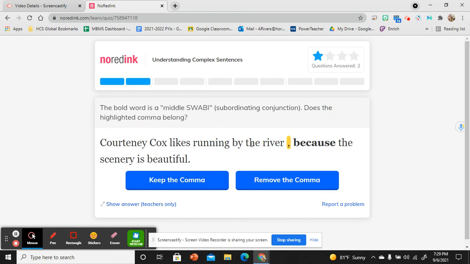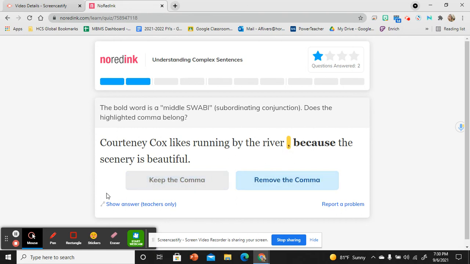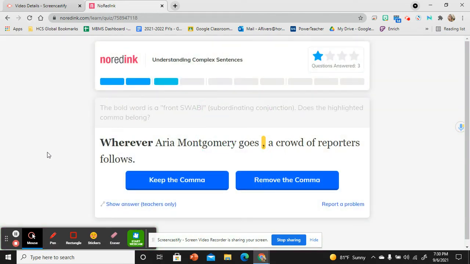Courtney Cox likes running by the river because the scenery is beautiful. The SWABI comes in the middle of the sentence. We do not need the comma. Wherever Aria Montgomery goes, a crowd of reporters follows.